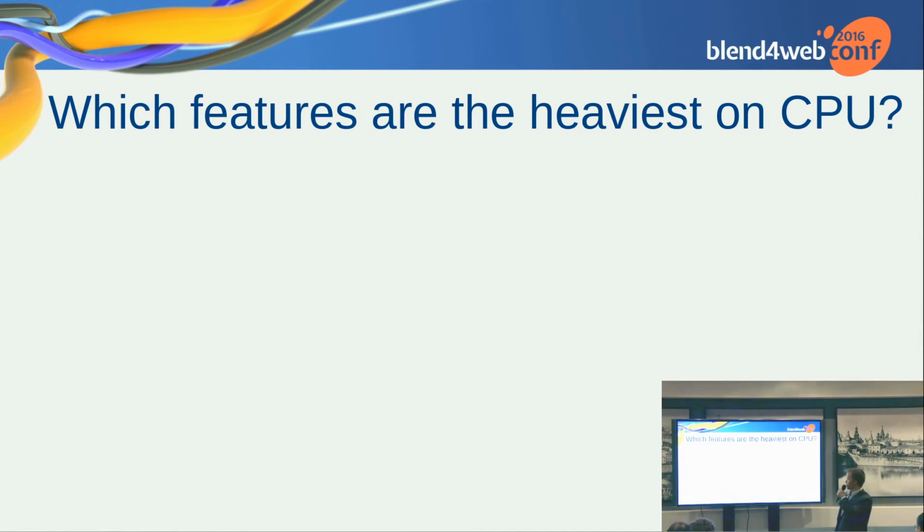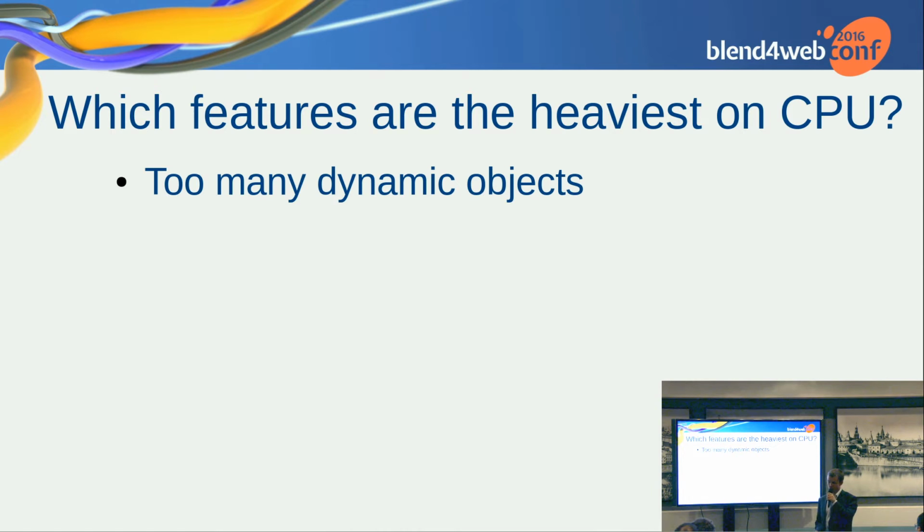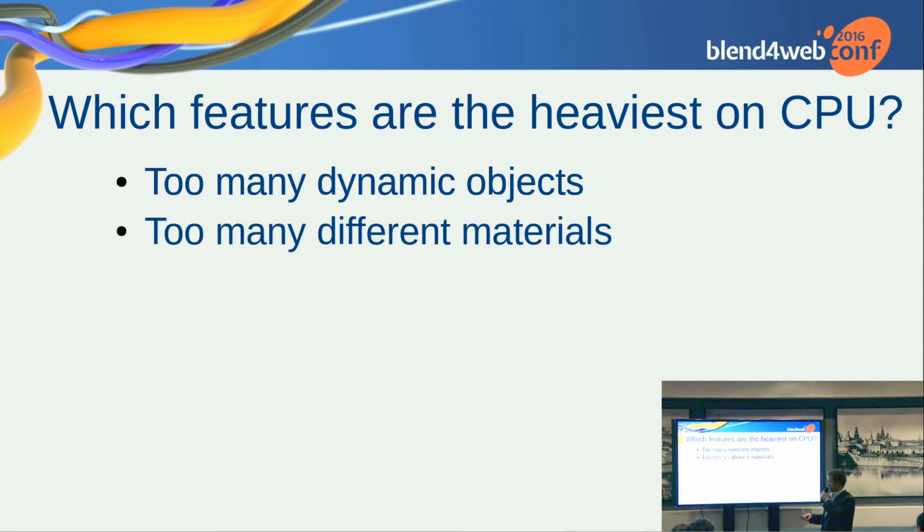So, which features are the heaviest on the CPU? First one, and the most obvious: if we have too many dynamic objects, it will be a real pain for the CPU. The next one, too many different materials. These 2 points are closely connected, and we will discuss a bit later why that is so. The next, shadows, the real evil of 3D graphics for me. So this is also connected with the first two.